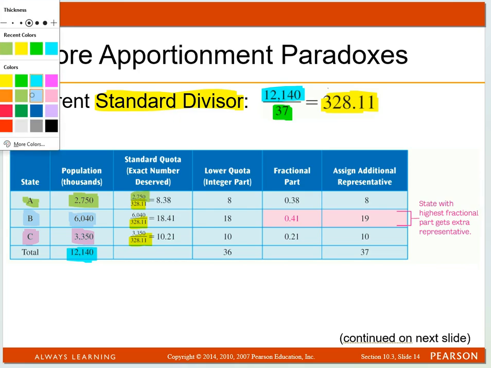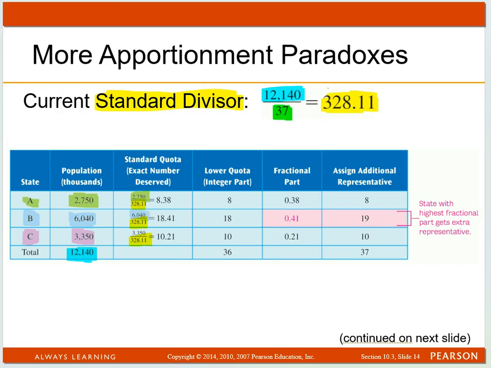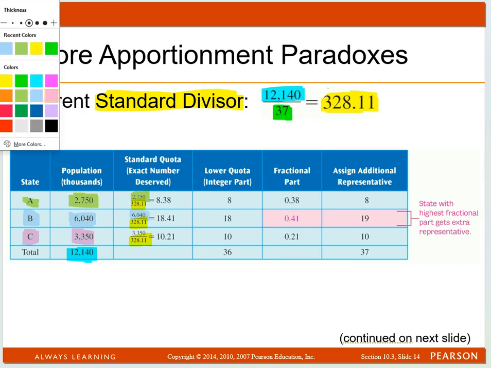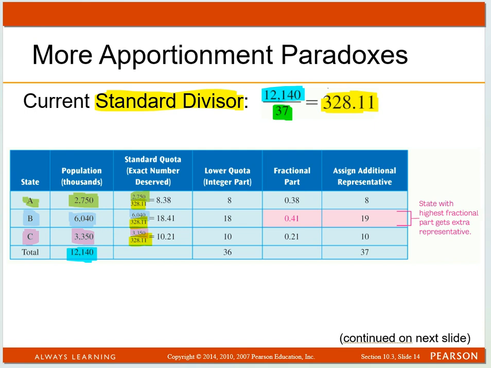2,750 and 6,040 and 3,350. And they came up with those divisions and then found, again, it's Hamilton, so all Hamilton did was, all right, 8, they're going to get 8. 18, they're going to get 18. 10, they're going to get 10.